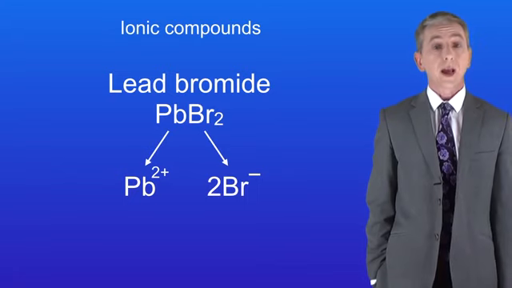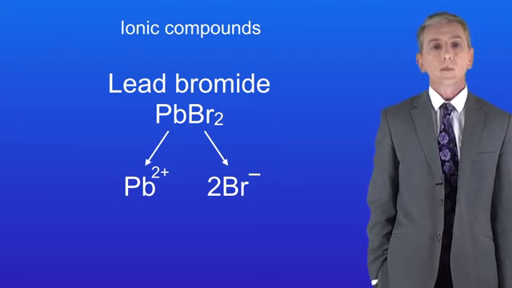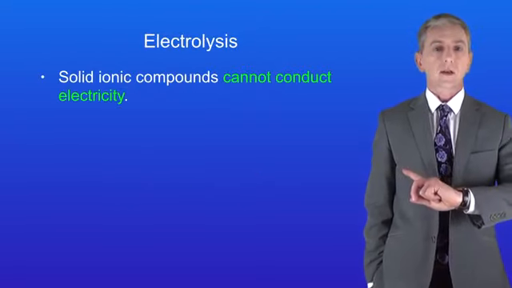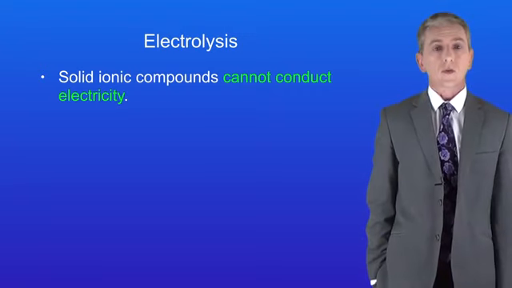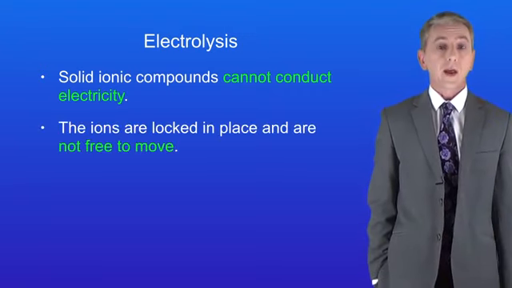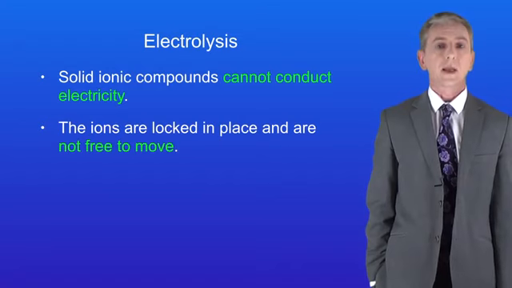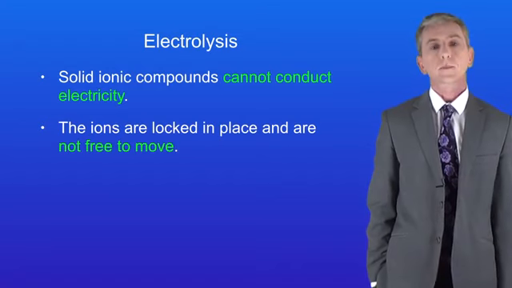So what happens when we carry out electrolysis on ionic compounds such as lead bromide? Let's start by looking at some key facts about electrolysis. Here's the first key fact. Solid ionic compounds cannot conduct electricity, and that's because the ions are locked in place. They're not free to move.